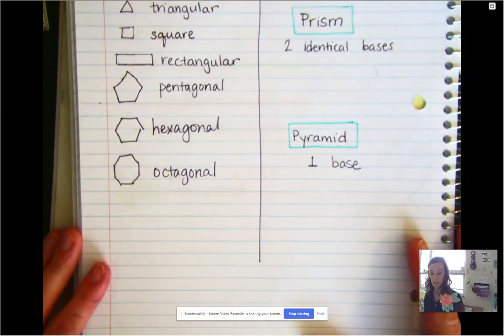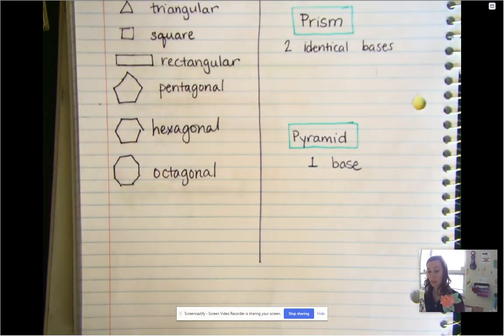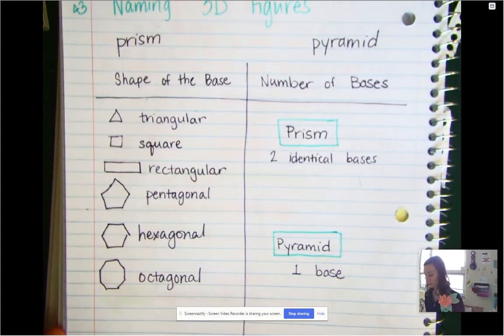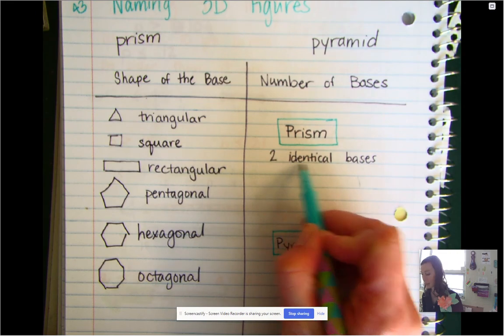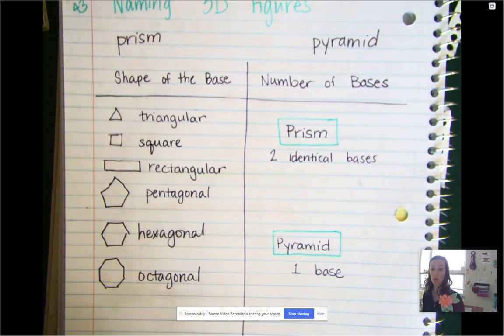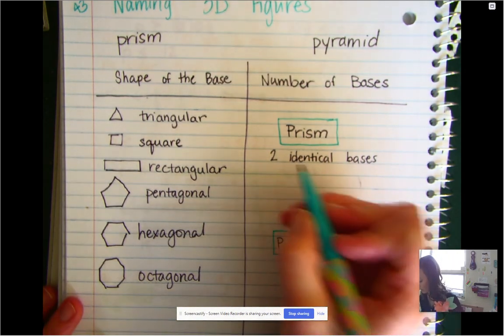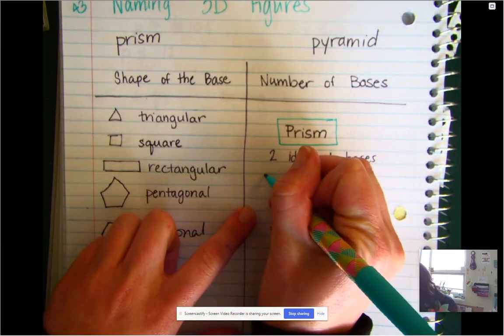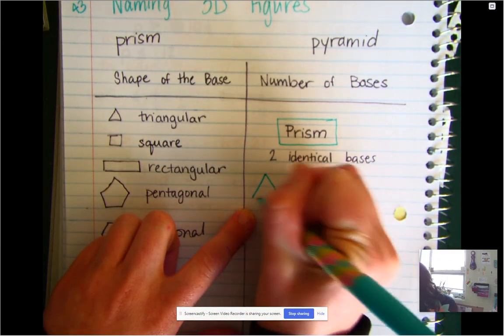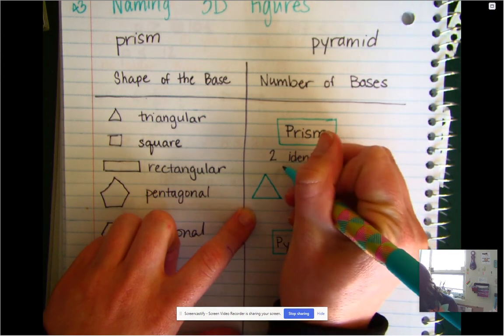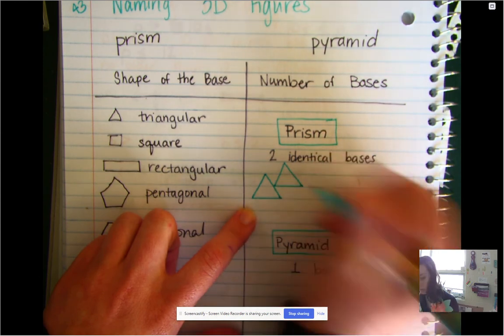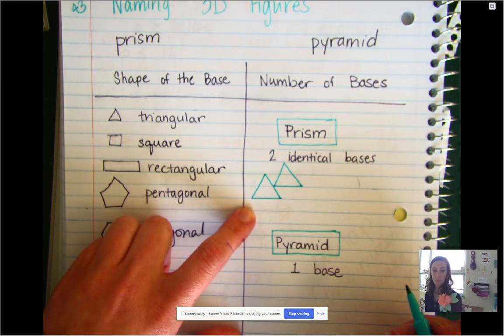Now let's talk about how to draw them. Now this is something some of you might already be really good at. Some of you might not have a lot of experience. So when we're going to draw a prism, because a prism has two identical bases, you just draw the bases to start with. And you usually draw them a little offset from each other. So let's say I'm going to do a triangular prism. I usually draw one and then draw the other one sort of offset from it.